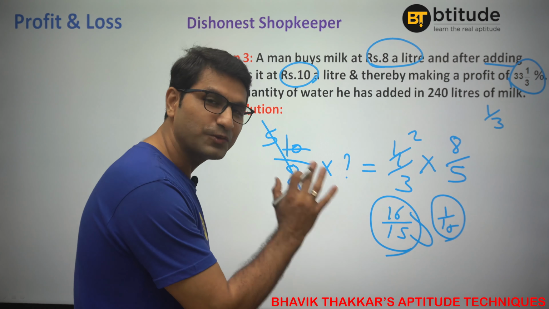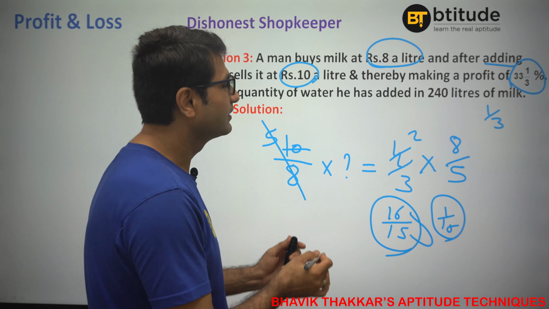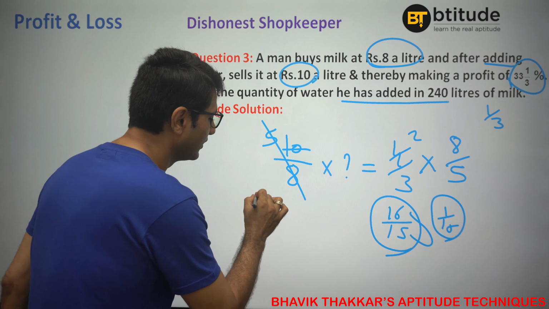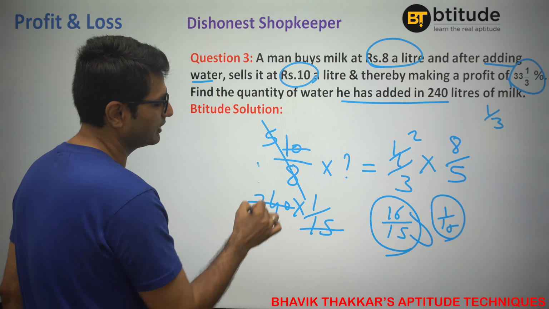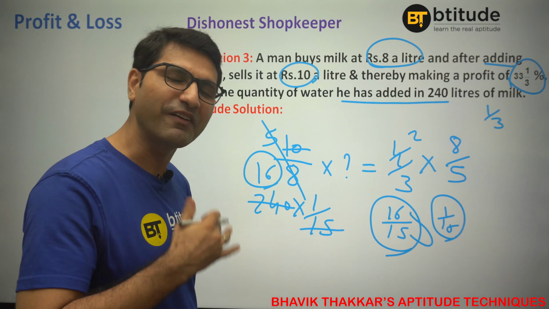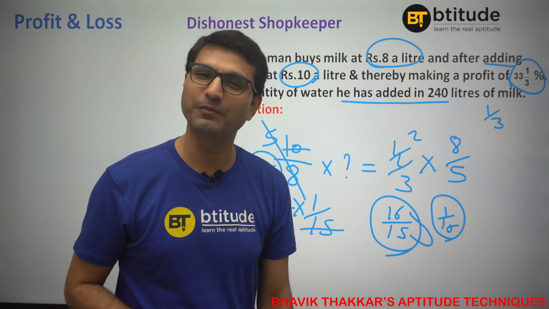Alright then. So this means you are adding 1/15 water. Now the question is how much he would have added in 240 liters. So 240 liters are there, 1/15 of it will be nothing but 16 liters. So he would have added 16 liters of water to 240 liters of milk.